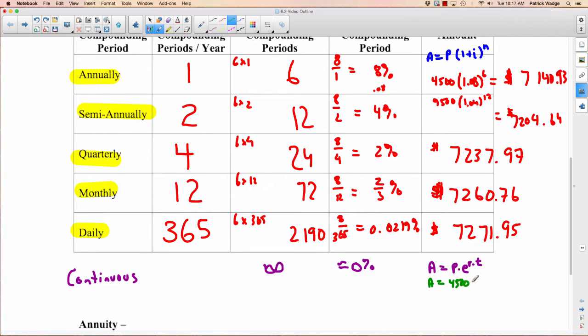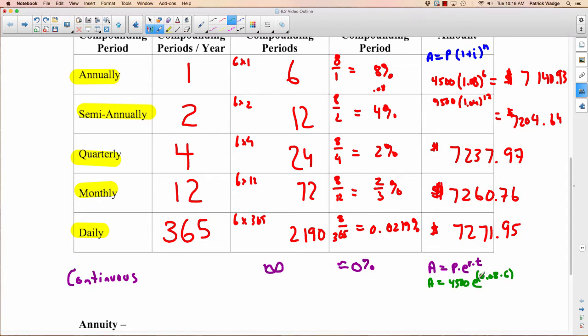But there should be an E button on your calculator, so I'll just put E there. You're going to raise E to the R times T. R is the annual interest rate, so that's 8, but we put it as a decimal, 0.08. And T is time, and I believe we're putting it in for 6 years, aren't we? Yeah, it says 6 years. So if you multiply 0.08 times 6, you're going to get 0.48.